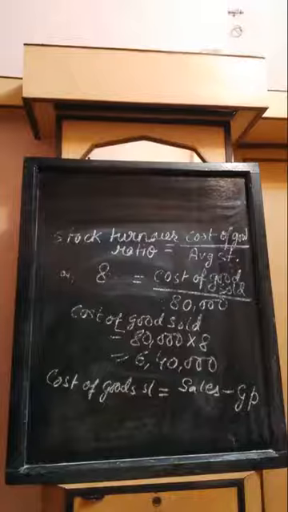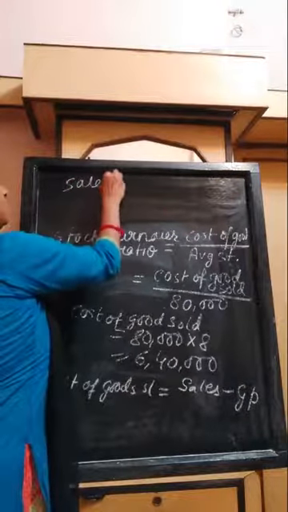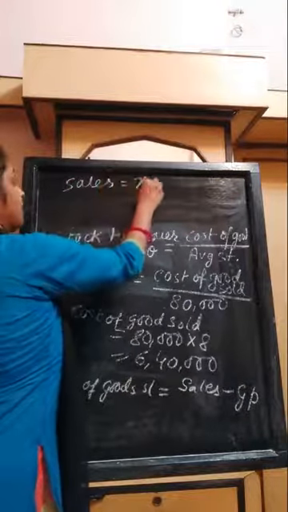Sales is not given to you, so we will consider sales as X. Sales is X. And it was given in the sum that gross profit was 20% on sales, that is 20% on X. Now cost of goods sold was 6,40,000.